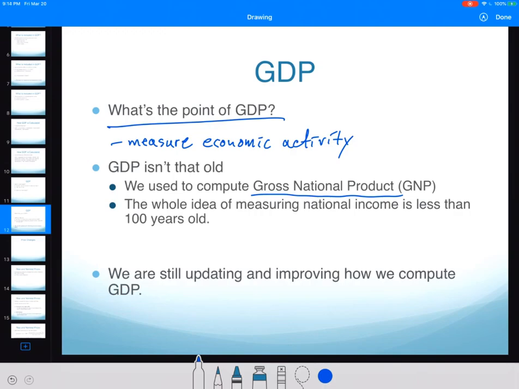And again, just as I said, the way we measure GDP, it's only about 100 years old. It's evolved and changed over time. We are still updating and improving how we compute GDP, and it still has problems. It's not a perfect measure, and we'll talk about that a little bit later. But the next set of slides, we're going to dive into how we deal with inflation and the gradual change of prices over time. So that's it. We'll move on to the next video.